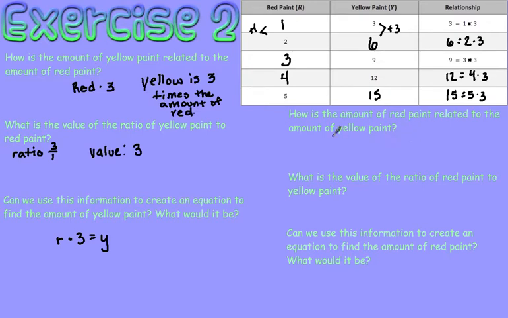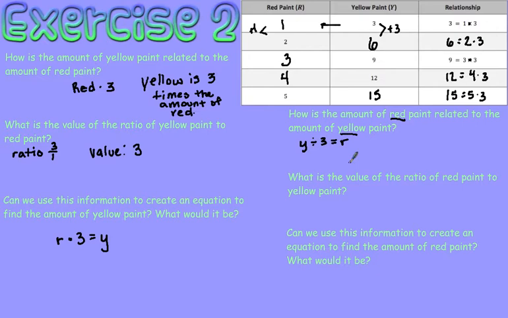Alright, so let's look at it from a different point of view. Let's now talk about looking at the red paint related to the yellow paint. So we know that if we take the amount of yellow, so now I'm going backwards, we can divide it by 3 and get our red. But we want to talk about everything in terms of multiplication, because multiplication is always a lot easier than division.